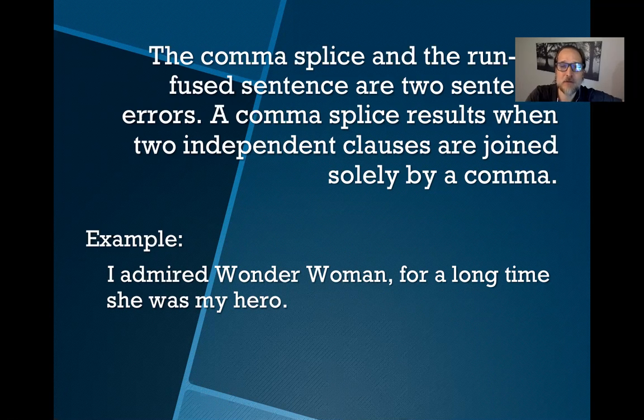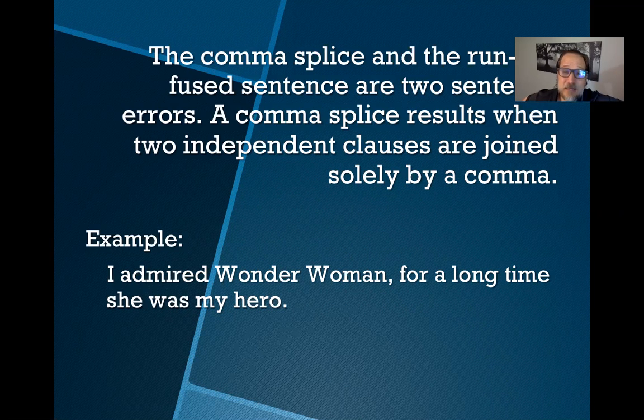Again, I admired Wonder Woman, comma, for a long time she was my hero. Problem here, right? We've got two clauses. Well, the clause is dependent, for a long time, she was my hero, but the comma's not doing it alone, right? We do have technically two independent clauses, even as the second one seems to sneak in. You think it's a dependent. I admired Wonder Woman, period. For a long time, she was my hero, period.